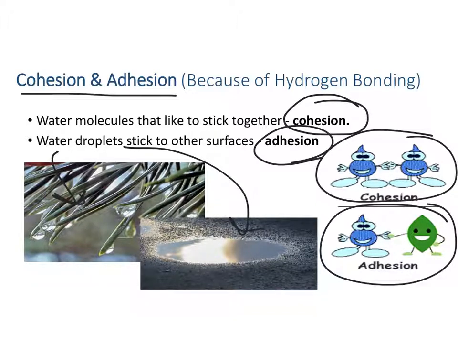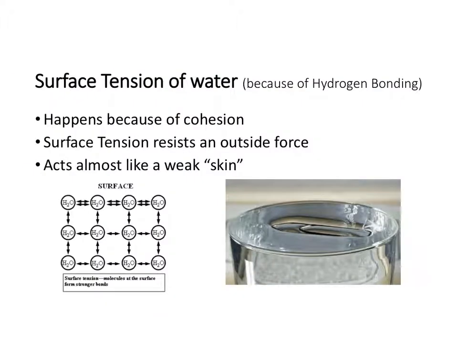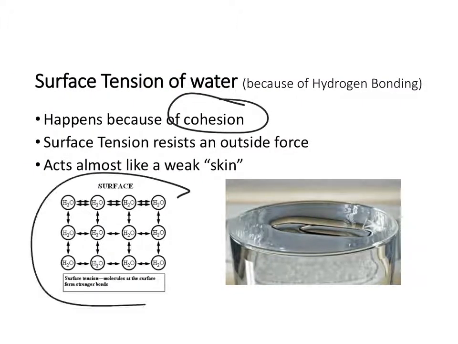It sticks to blades of grass. It sticks to your arm and body when you take a shower. We call that adhesion, and it's all because of hydrogen bonding. Water being stuck to itself because of cohesion creates a phenomenon called surface tension.